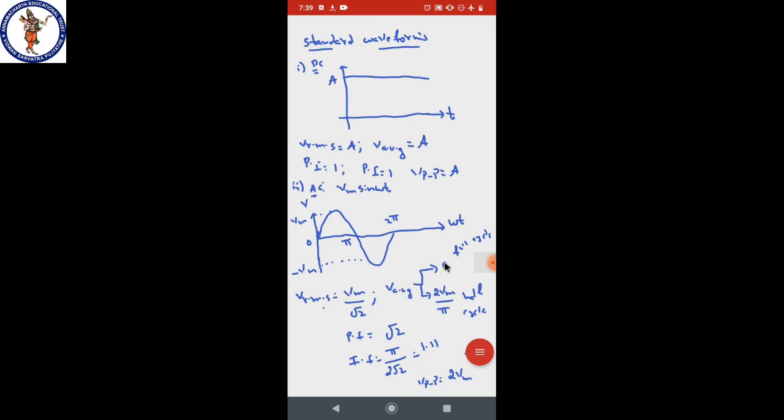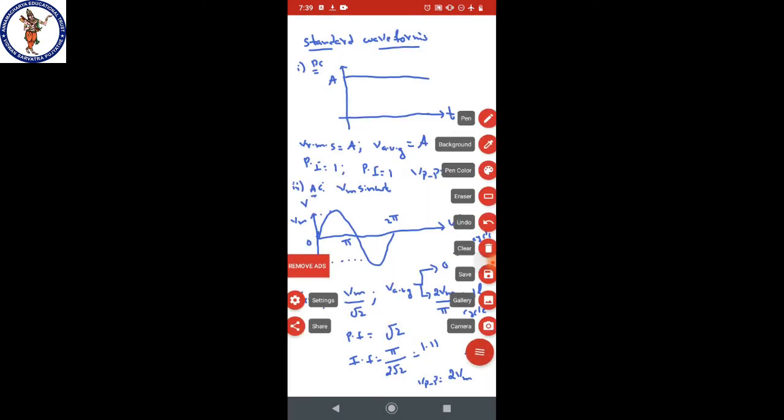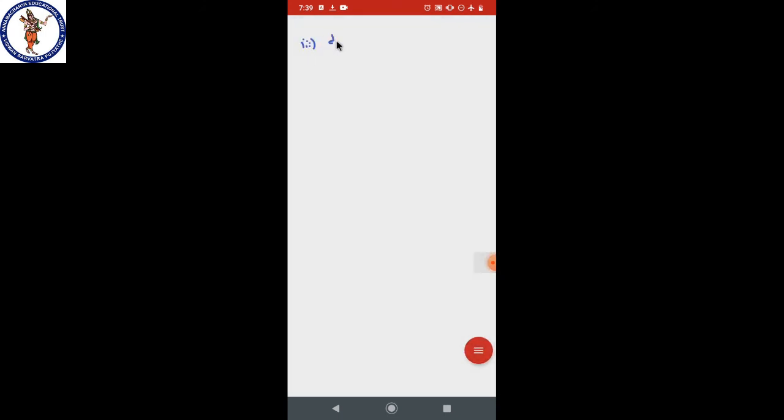Vrms value equal to Vm by root 2. Average value equal to 0 for the full cycle and 2 Vm by pi for the half cycle. Peak factor equal to root 2. Form factor equal to pi by 2 root 2, equal to 1.11. Peak to peak value equal to 2 Vm for standard AC waveform. Learn this by heart, or if you are interested, you can use the formulas and you will get the same values. This is very important for power electronics and some other circuits also.